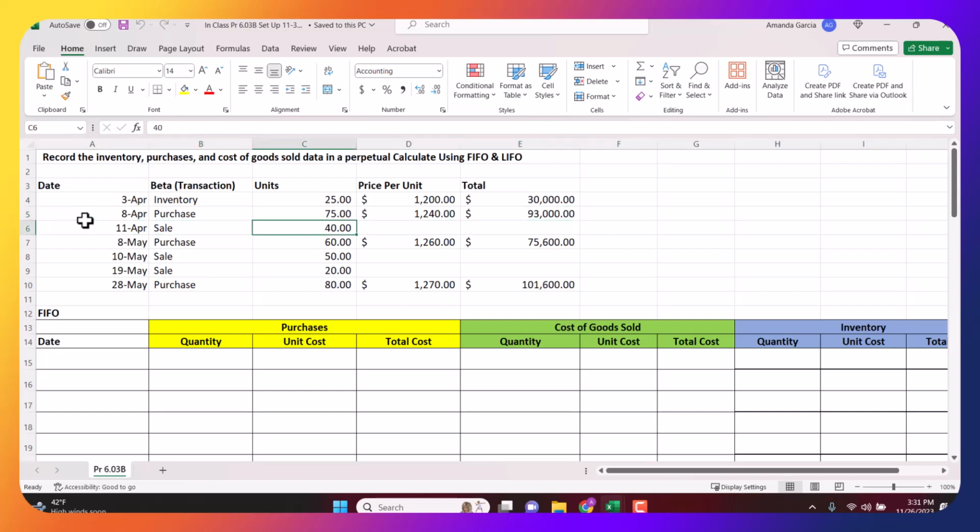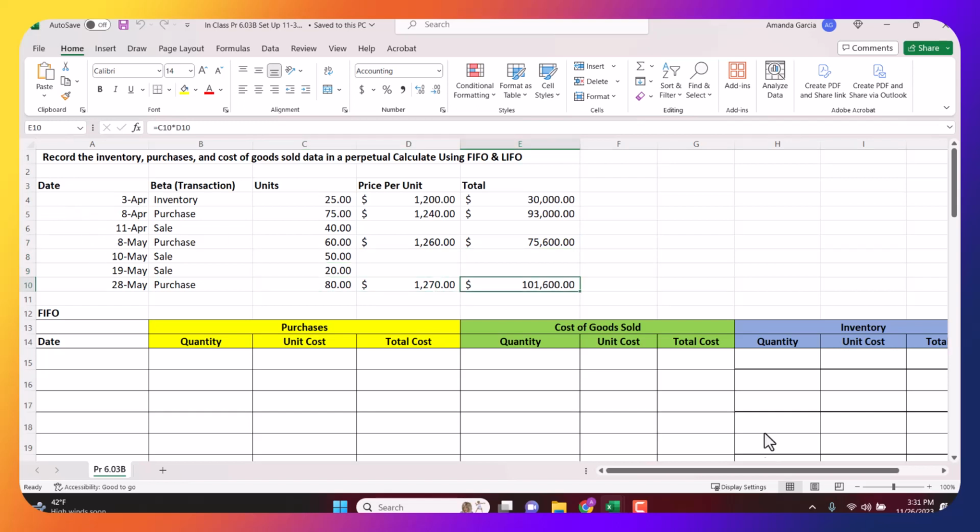They sell 40 units. Then they purchase more, 60 units at $1,260 for $75,600. Then they make two sales, 50 units and 20 units, and a final purchase at $1,270.